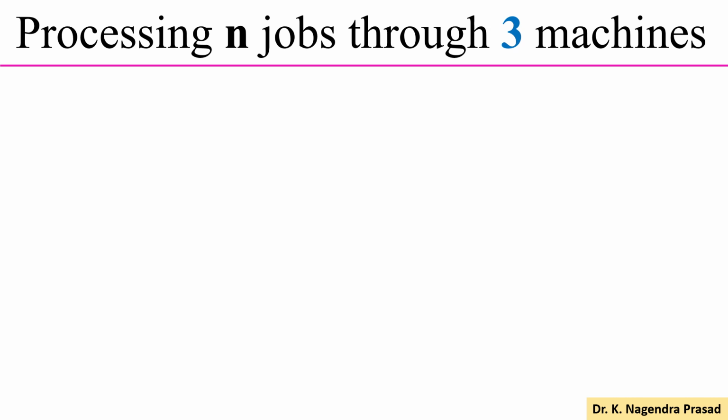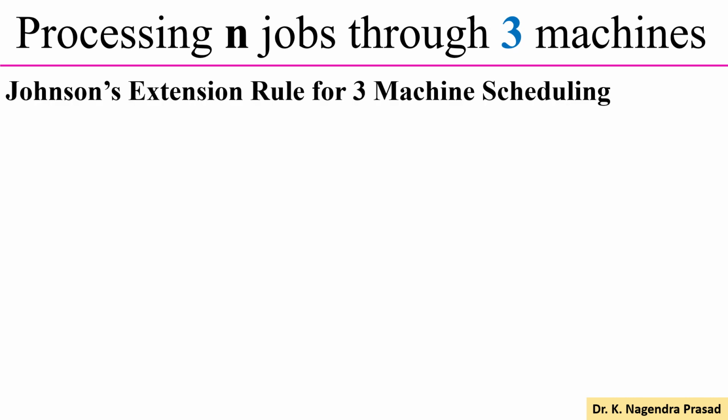In the present video, we will discuss the processing of n jobs through 3 machines. These problems we can solve by Johnson's extension rule for 3 machine scheduling.